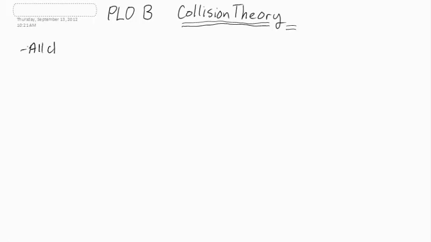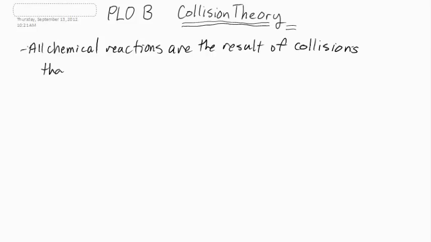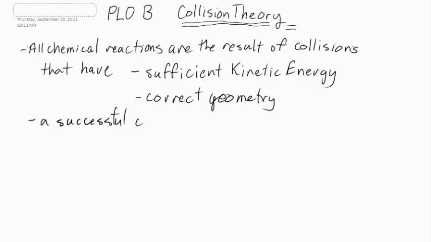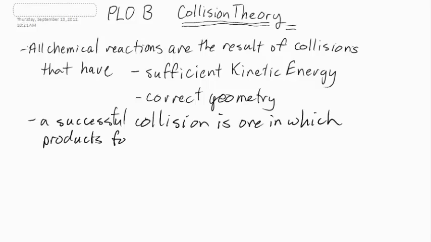PLO B: Collision Theory. All chemical reactions, all of them, are the result of collisions of particles. And these collisions have to have two properties. There must be sufficient kinetic energy, that is, they have to be moving at each other fast enough, and they must have correct geometry. They have to be lined up properly. Those two things. So a successful collision is one in which products can form instead of the particles just bouncing off each other and not changing.